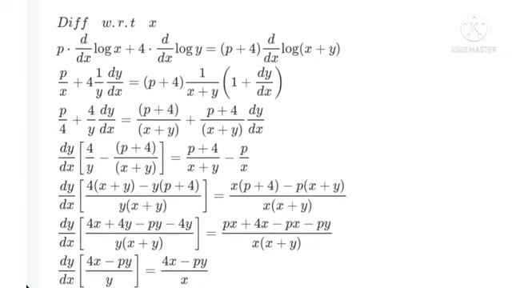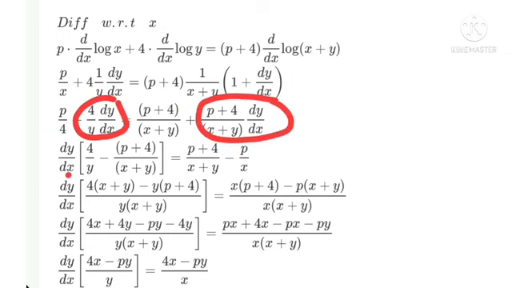So we get p upon x as it is, plus 4 upon y dy by dx, is equal to p plus 4 upon x plus y plus p plus 4 upon x plus y dy by dx. Now you collect dy by dx. Here dy by dx is common. What remains? 4 upon y minus p plus 4 upon x plus y is equal to p plus 4 upon x plus y minus p upon x. Okay. So here you take the LCM and simplify this. Here also you take the LCM and further simplify.